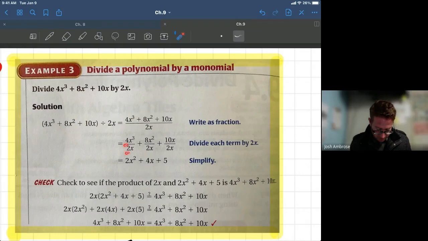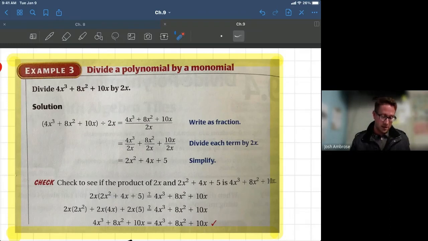4 divided by 2 is 2. 3 minus 1 is 2. 8 divided by 2 is 4. 2 minus 1 is 1. 10 divided by 2 is 5. 1 minus 1, that crosses itself out. That's why there is no x right there next to the 5. Okay? Also, it's in perfect descending order. 2, 1, and then nothing there. Okay? That's exactly how you have to do this.